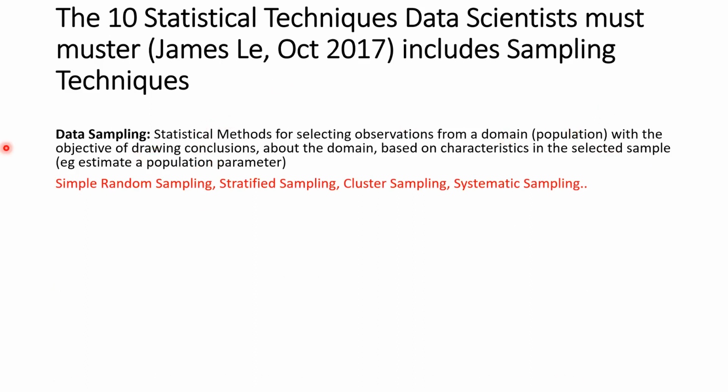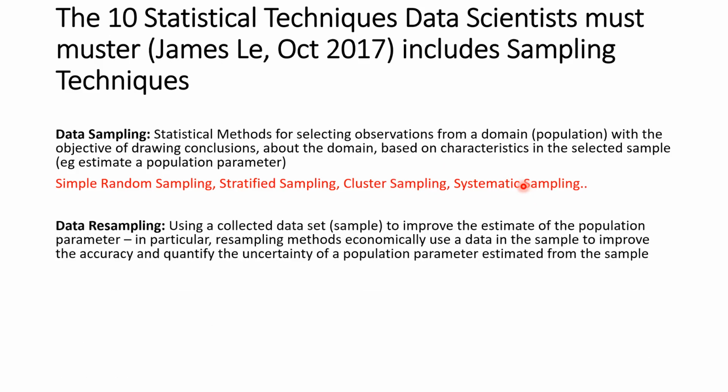And the types that we're going to look at are called data sampling, and these are all probability sampling techniques: simple random sampling, with and without replacement; stratified sampling, with and without replacement. Then we're going to look at cluster sampling and systematic sampling. But we're also going to look at data, and I mentioned at the beginning, resampling. Now remember, I said data resampling.